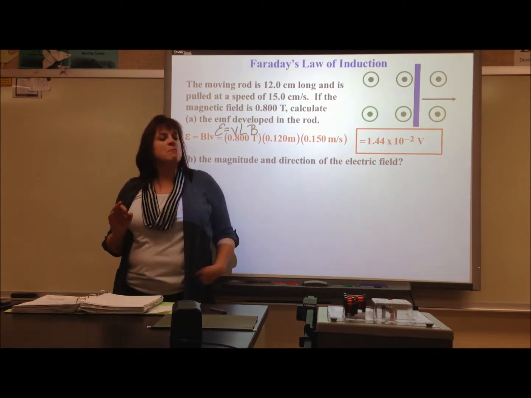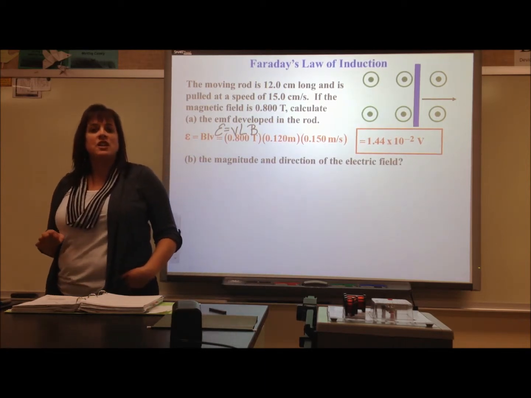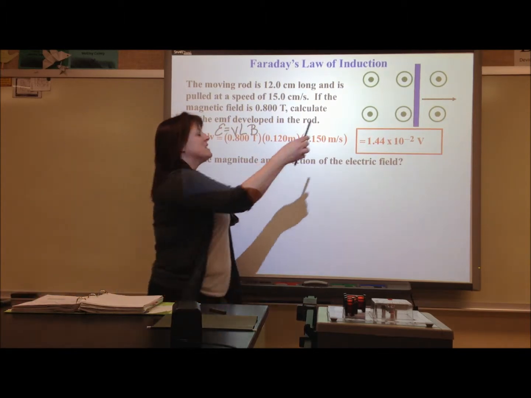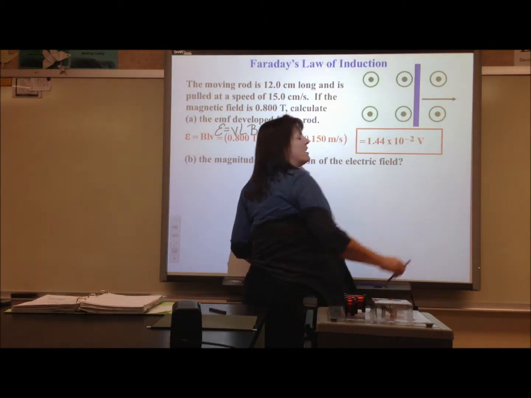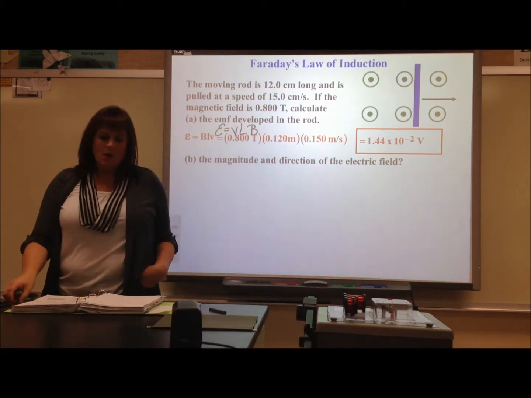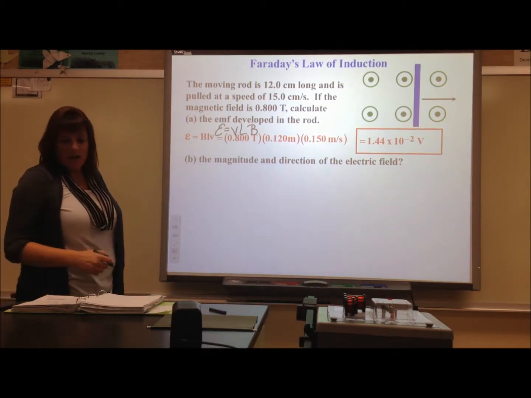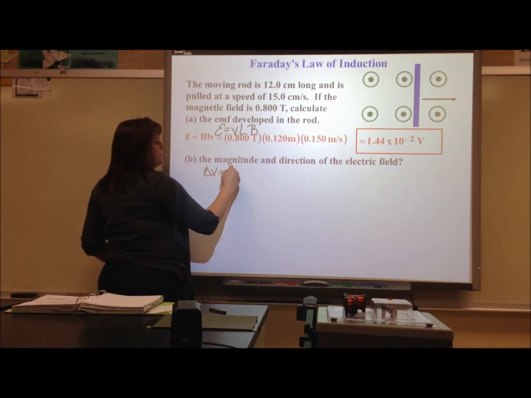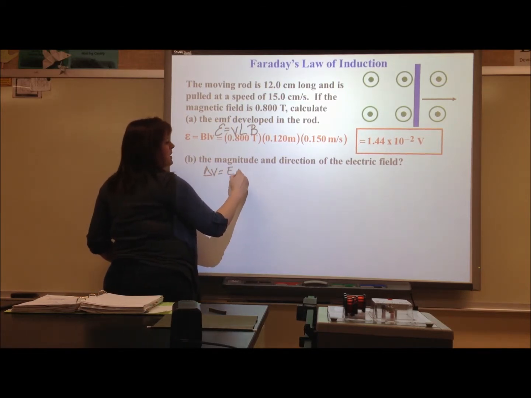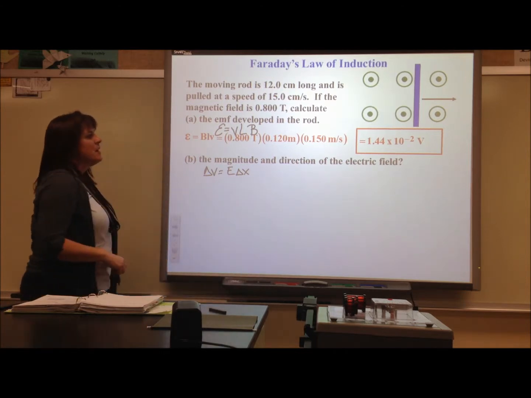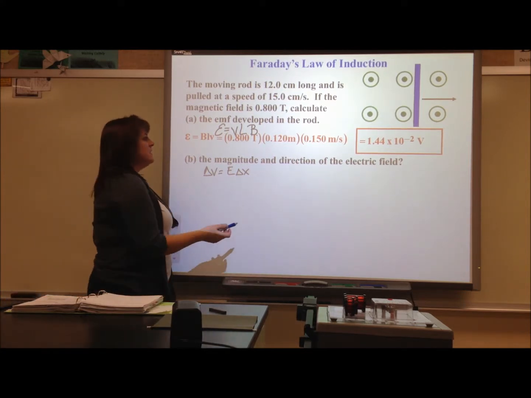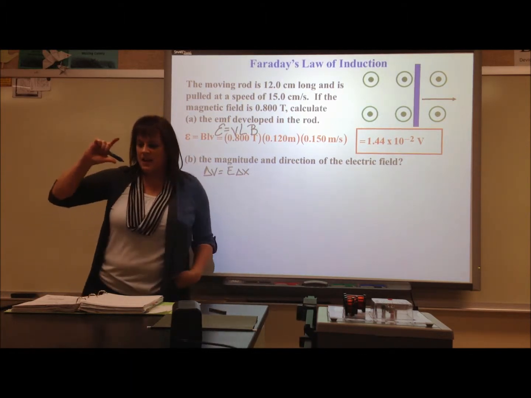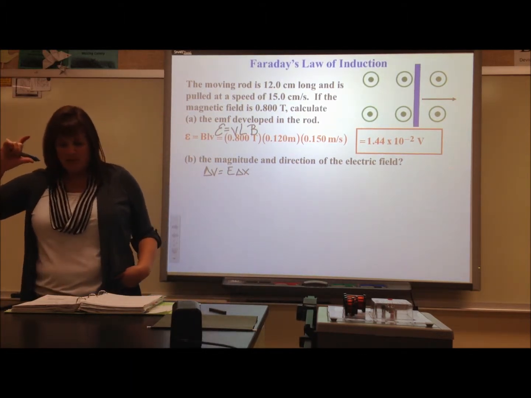What is the magnitude and the direction of the electric field that's generated inside our metal bar? Well, remember that delta V is the electric field times delta X. We've got our voltage now. Here's our voltage. We're going to divide that by the length of our wire in meters.